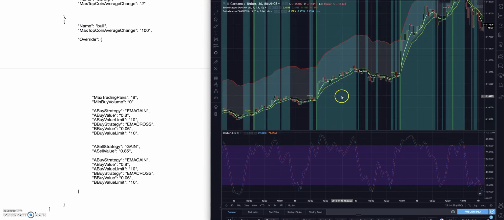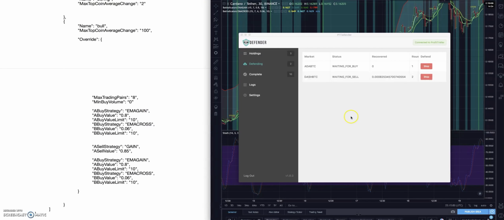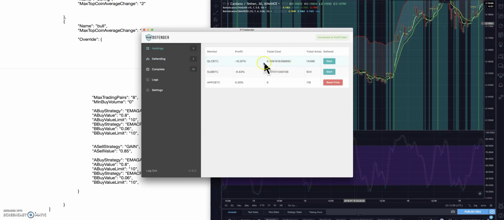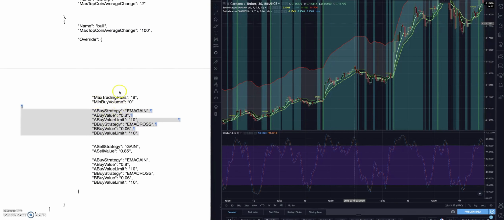And so I wanted to bring that to light for everybody, because say you're in a bullish market and you're using Defender and you click start on QLC and the small piece of this coin gets left in the dust log. What Defender is going to do is use your regular buying strategies to buy this coin. So what PT will do is it's going to use these strategies. And guess what? If it's in the dust log, it's going to use your regular strategies.